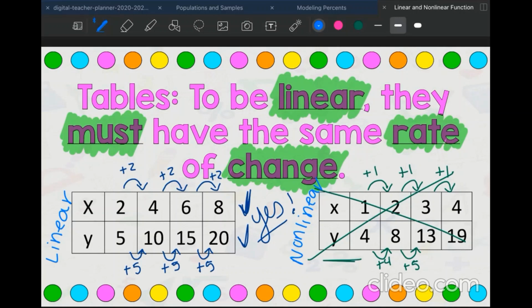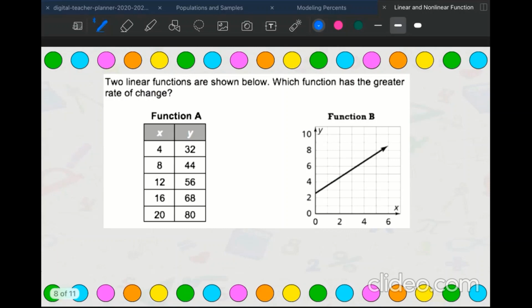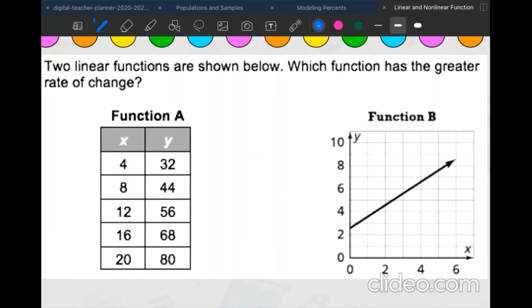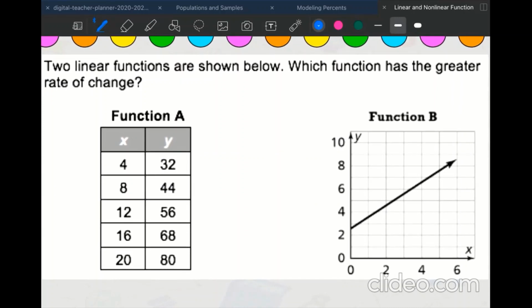All right. We ready to look at the next one? Okay. It says two linear functions are shown below. Which function has the greater rate of change? Okay. So we're going to look at rate of change. We're going to look at our y's. How did I go from 32 to 44? Okay. Double check. Is it 12? So my rate of change for A equals 12.